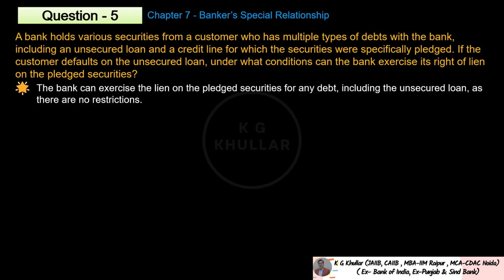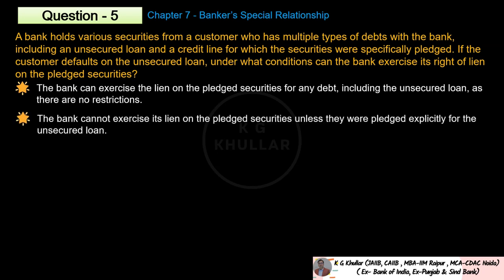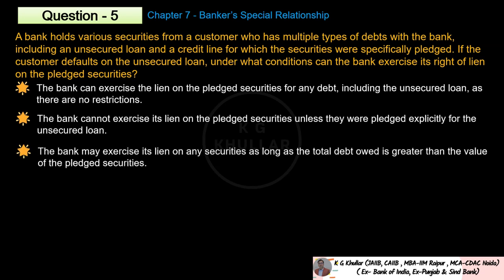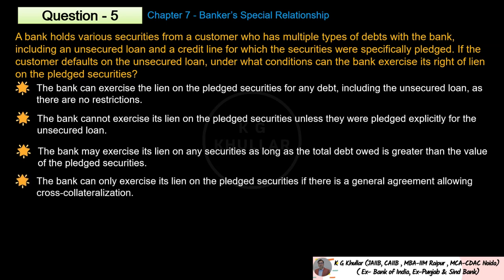The first option is, the bank can exercise the lien on pledged securities for any debt, including the unsecured loan, as there are no restrictions. Then second option B is, the bank cannot exercise its lien on the pledged securities unless they were pledged explicitly for the unsecured loan. Then third option C is, the bank may exercise its lien on any securities as long as the total debt owed is greater than the value of the pledged securities. And last option D is, the bank can only exercise its lien on the pledged securities if there is a general agreement allowing cross-collateralization.